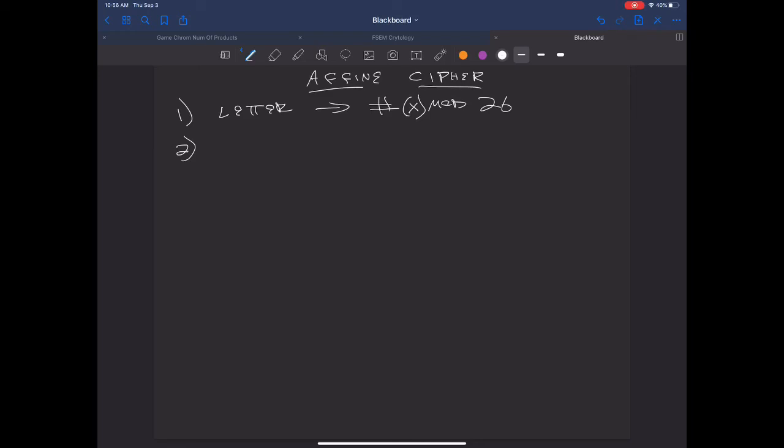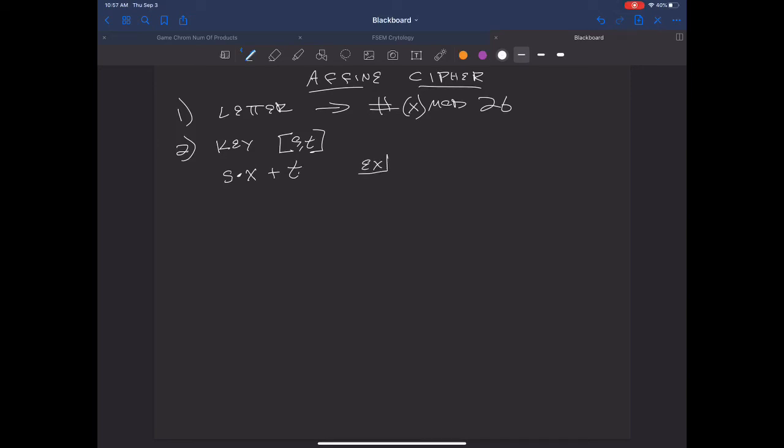Next, we're not just going to multiply those numbers x, and we're not just going to add the numbers x, we're going to do both. All right, so we are going to have a key that has two numbers to it, s and t. And in order to get the encrypted letter, what we're going to do is take s times x plus t.